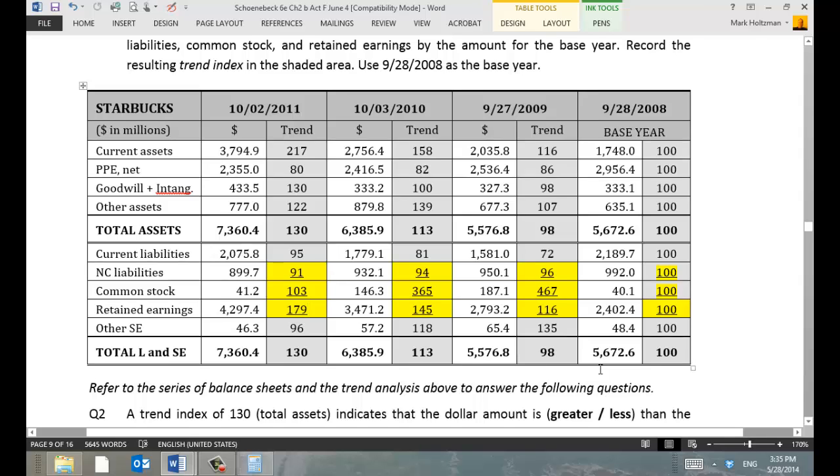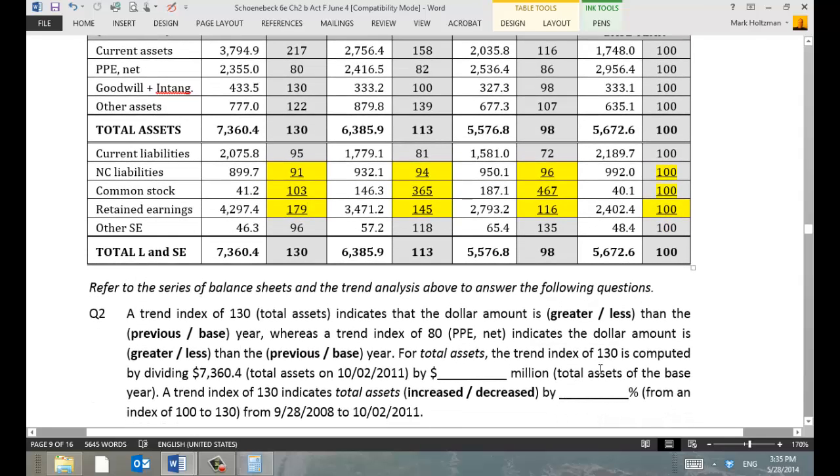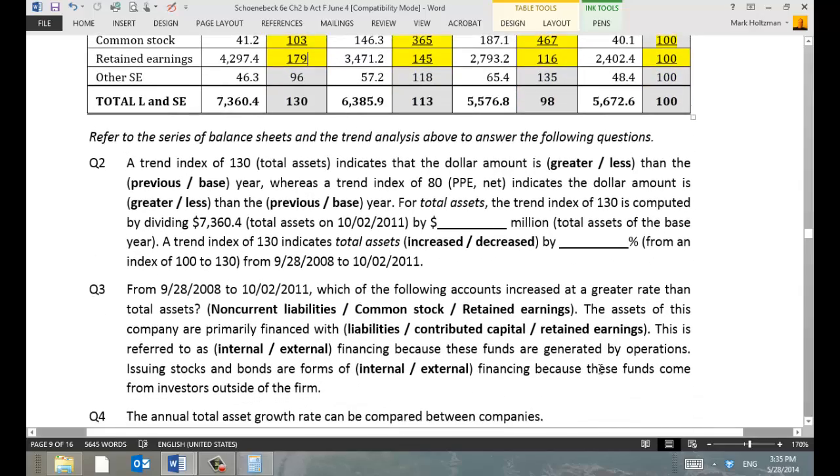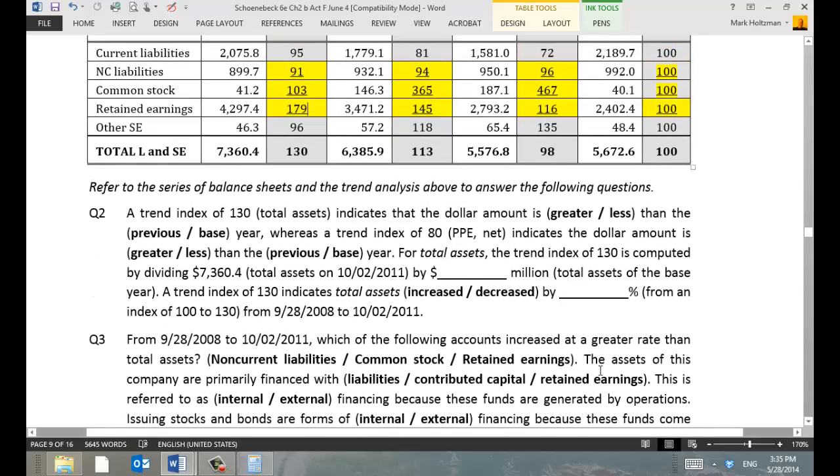All right, so here you can see the numbers that I came up with. I didn't double check these. Do these numbers all look all right? Do these agree with what you got? All right, let's answer some of these questions together.